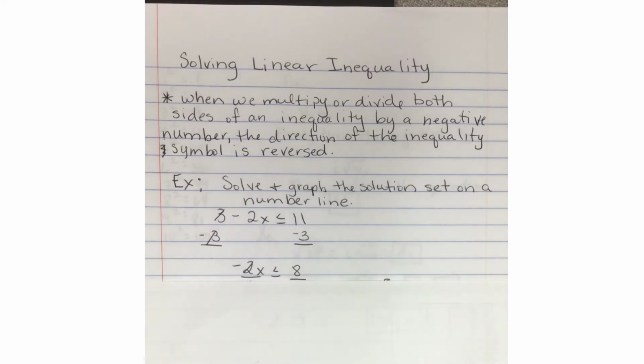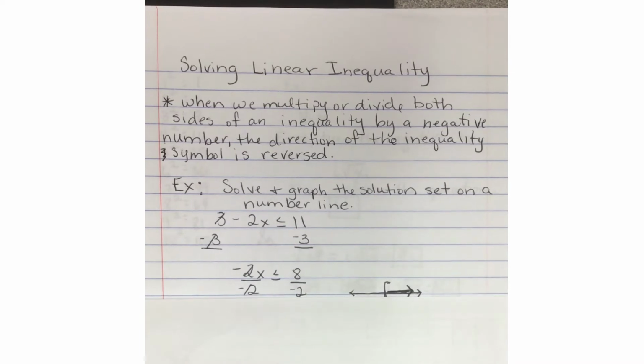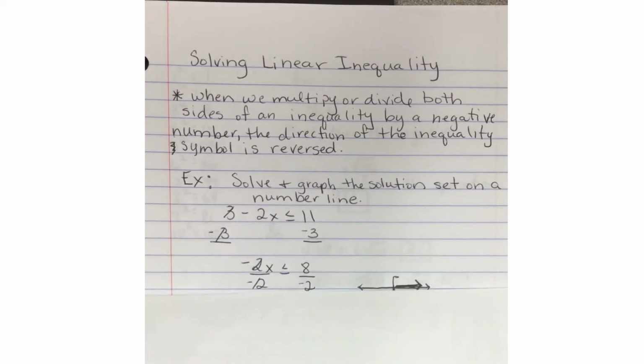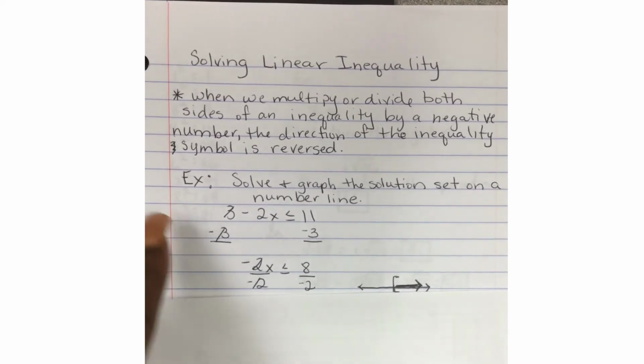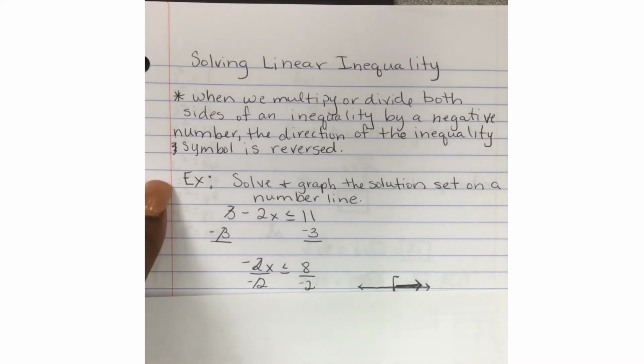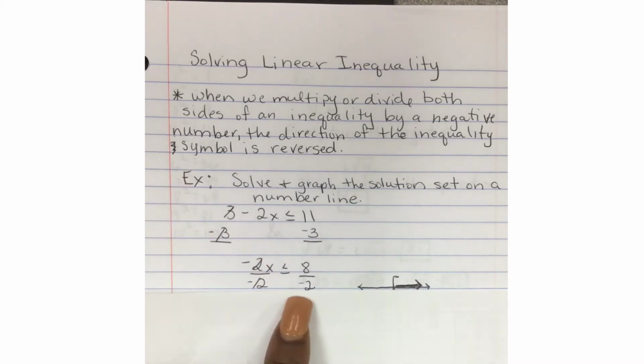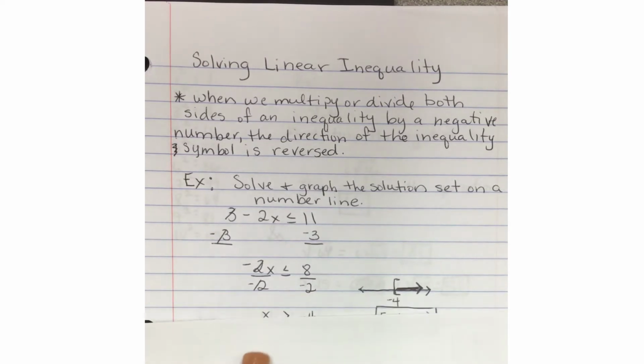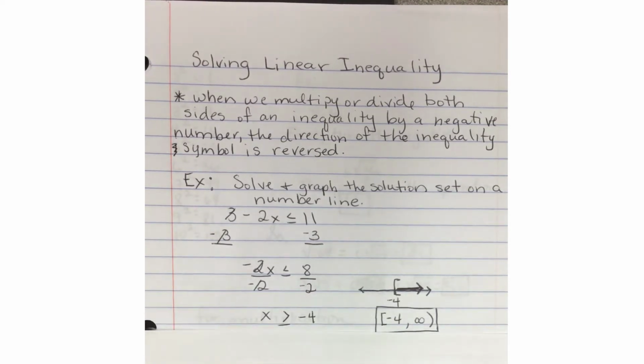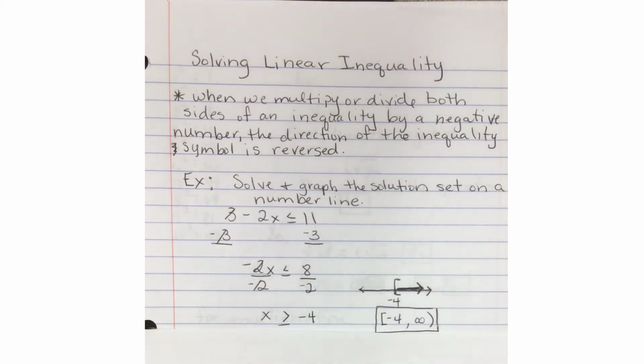Next thing we do is divide by negative 2. Now since we're dividing by a negative 2, remember the rule at the top. It says if we multiply or divide both sides of the inequality by a negative number, the direction will change. So instead of writing less than or equal to, we will write x is greater than or equal to negative 4. Don't forget to draw your number line.